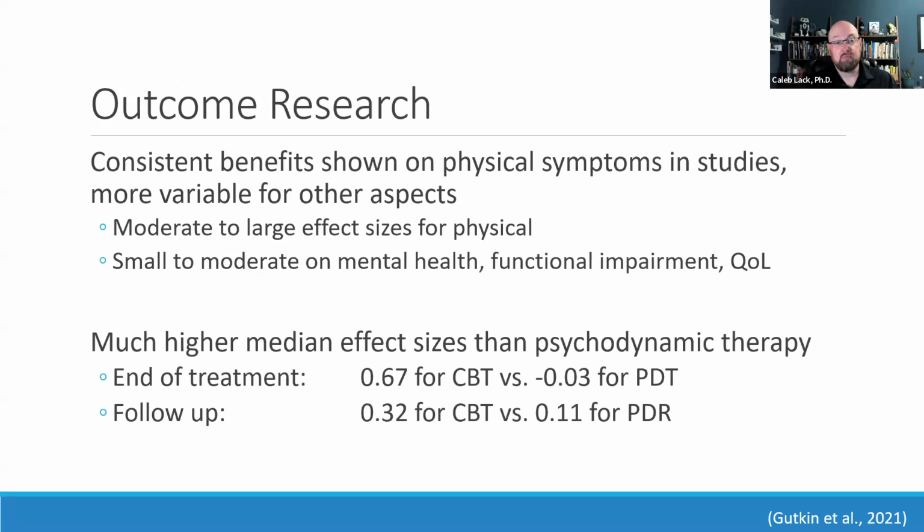And the outcome research is actually quite good, particularly when you compare it to no treatment or other kinds of treatment. We see both physical and psychological improvements, much better for cognitive behavioral therapy than for our head-to-head studies with different kinds of psychodynamic therapies, both in immediate and then follow-up.